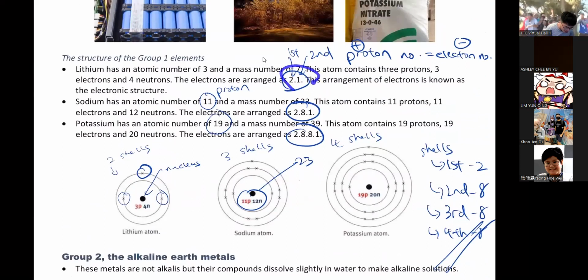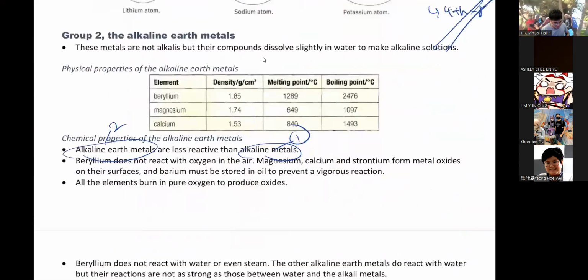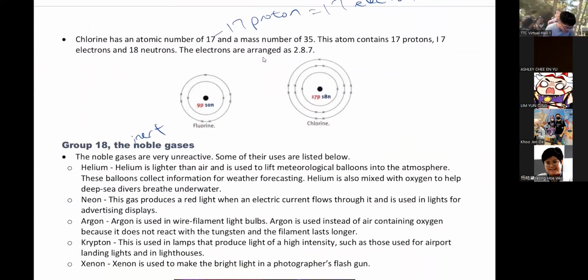So 2.8.1, that means you have 11 electrons. 2 plus 8 plus 1, that means you have 11. 2 plus 8 plus 8 plus 1, you have 19. Okay, simple. So this is how you draw it.